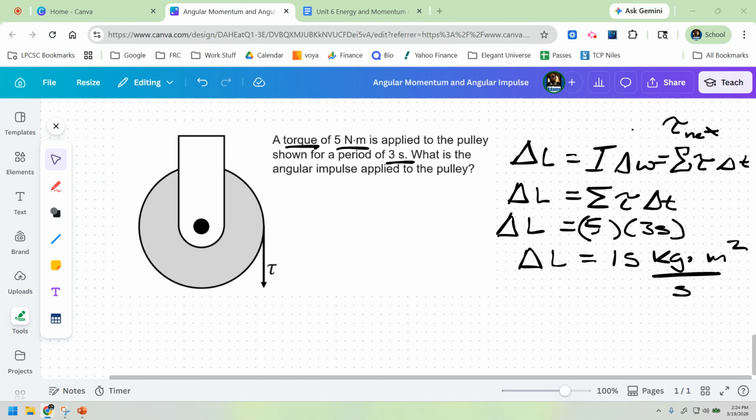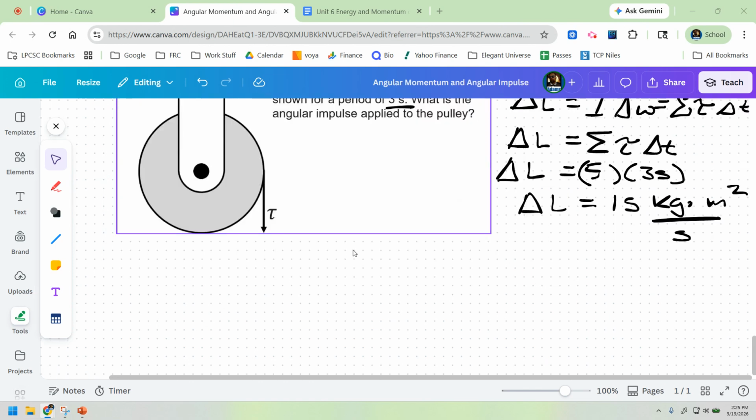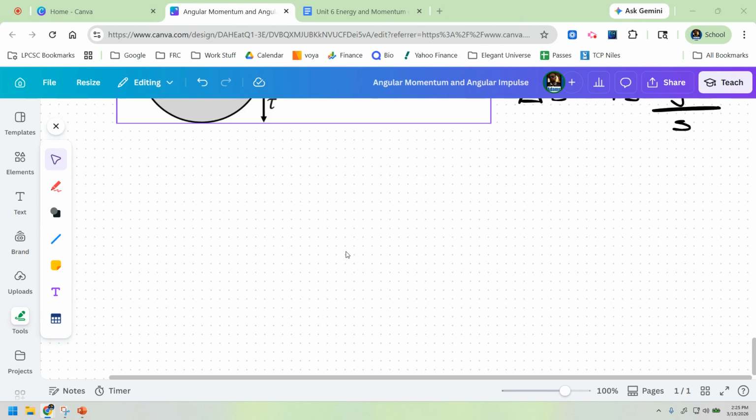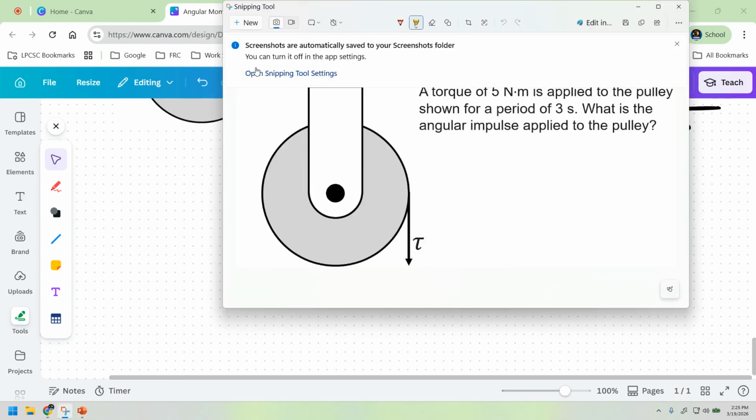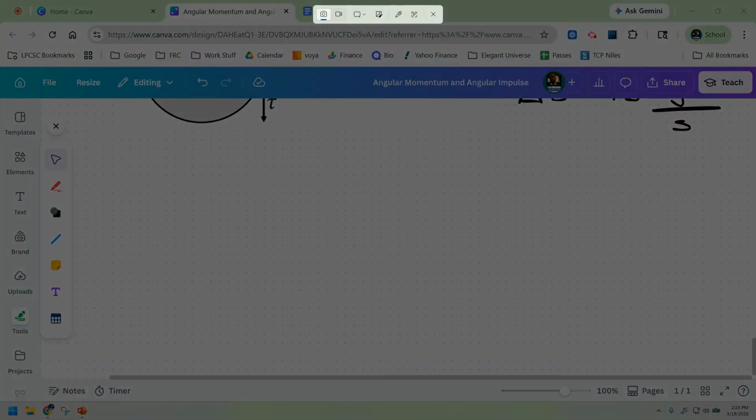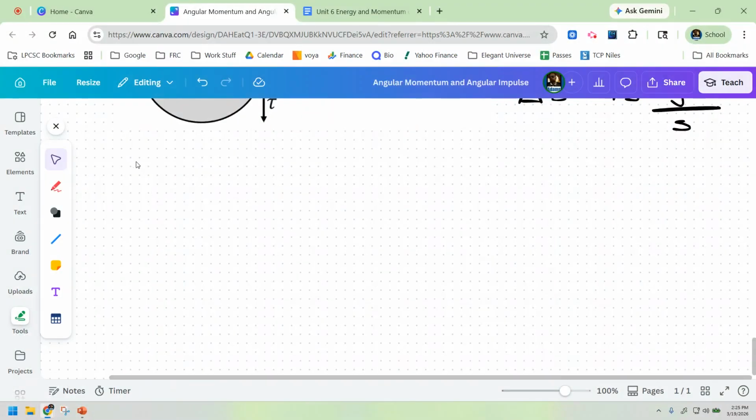Now I want to look at what this looks like graphically, okay? Remember that we said the impulse, I don't know if you guys remember this or not. If I were to graph this, can I slide up? You guys have all that recorded? Okay. Yeah. Let's look at the graph of this. So if I were to graph the torque over time, I would get a graph sort of something like this.